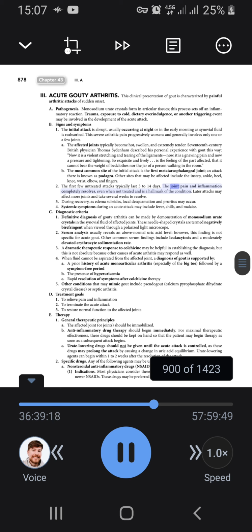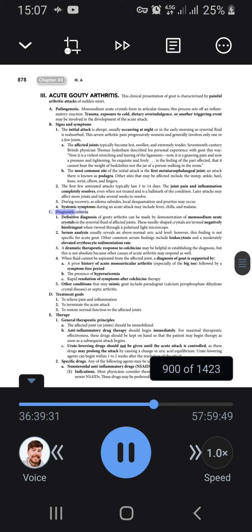The joint pain and inflammation completely resolve, even when not treated, and this is a hallmark of the condition. Later attacks may affect more joints and take several weeks to resolve. 3. During recovery, as edema subsides, local desquamation and pruritus may occur. 4. Systemic symptoms during an acute attack may include fever, chills, and malaise.